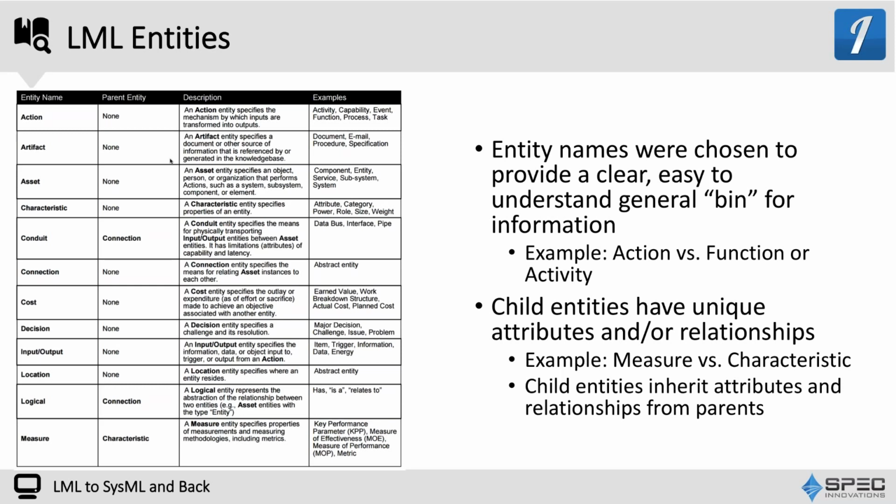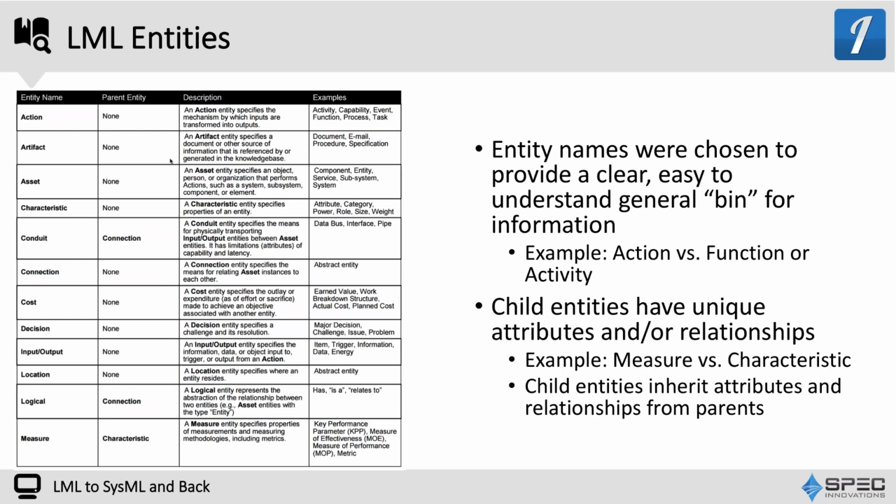higher class. So you notice that this is a parent-child. You can see the parent-child relationships in the second column. You'll see where there's a parent, that means that the entity name is an actual child. So there's different kinds of connections. There's a conduit and a logical. And so these are ways to, again, relate them to each other and work through it.